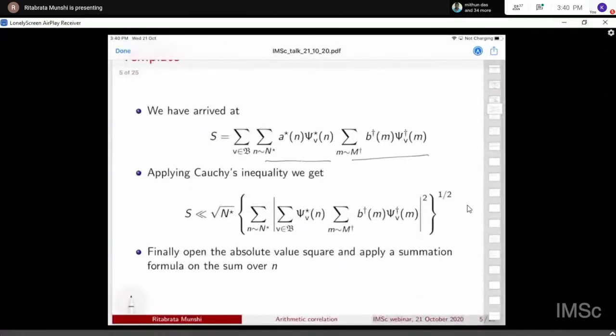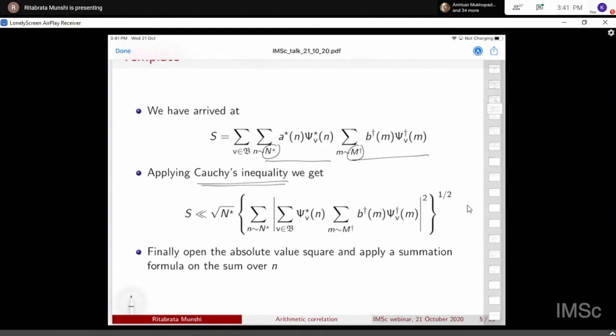Okay, so this is the length of one of the sums, and this is the length of the other sum. If A and B are really different, then you expect that the dual sums are different. So n star and m dagger are probably not of the same length.